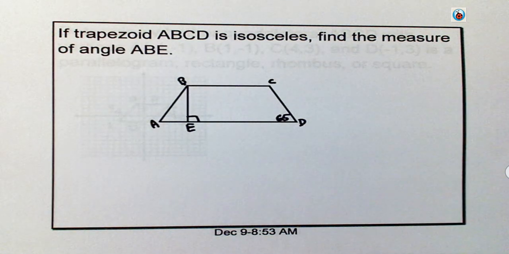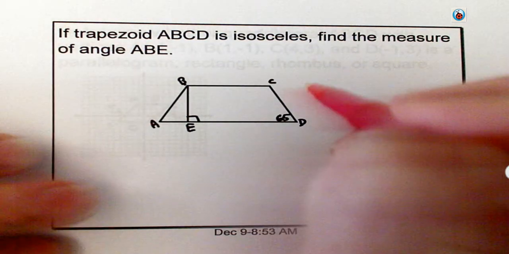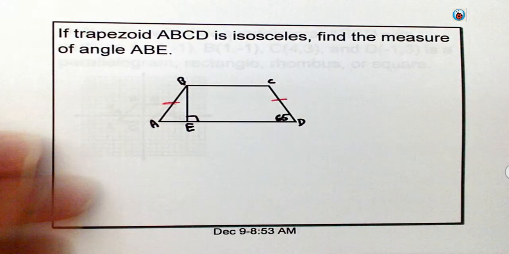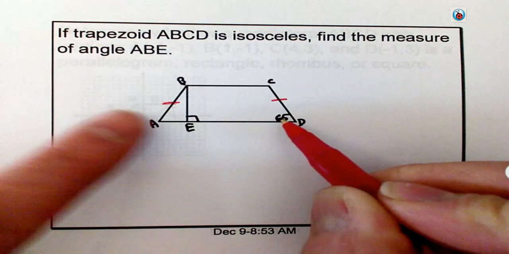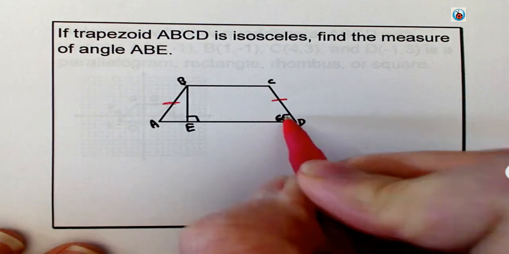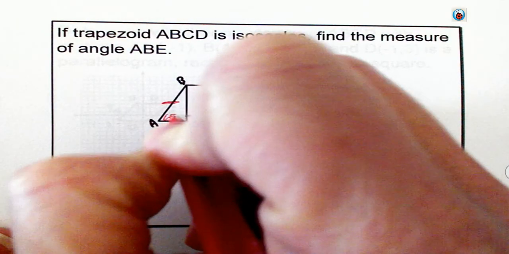Okay, if trapezoid ABCD is isosceles, find the measure of angle ABE. So an isosceles trapezoid has congruent legs, so we'll mark that. It also has both sets of base angles congruent. So if this is 65 degrees, then this is 65 degrees.